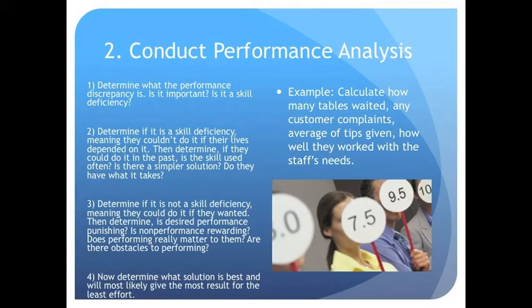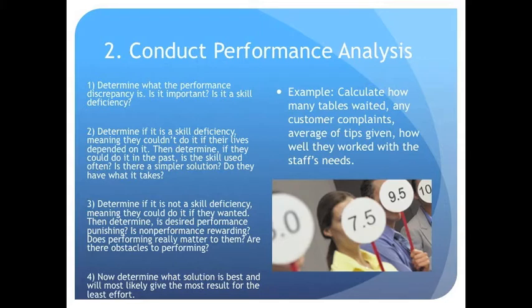The second step of performance improvement is conducting a performance analysis. You should determine what the performance discrepancy is, if it is important, and if it is a skill deficiency. If it is a skill deficiency, meaning they couldn't do it if their lives depended on it, then determine if they could do it in the past, if the skill is used often, and if there is a simpler solution. If it is not a skill deficiency, then determine if the desired performance is punishing, if non-performance is rewarding, if performing really matters to them, and if there are obstacles to performing. Now, determine what solution is best and most likely to give the result for the least effort.